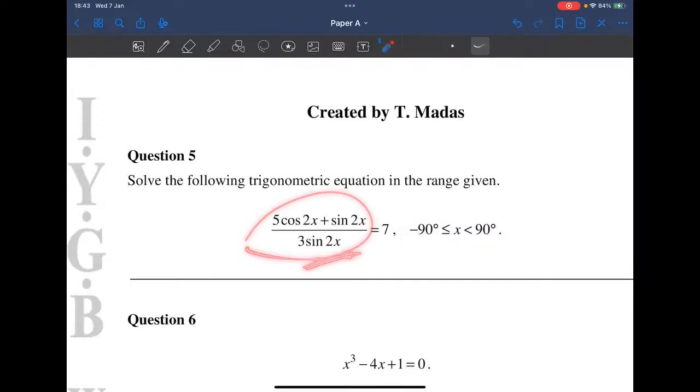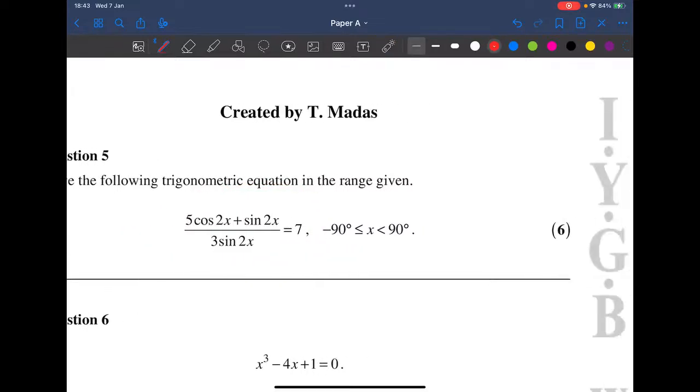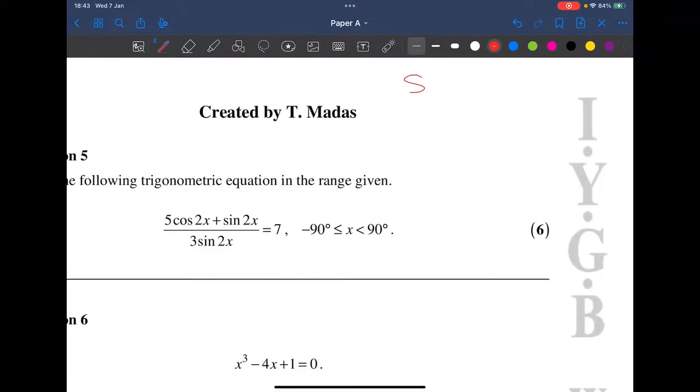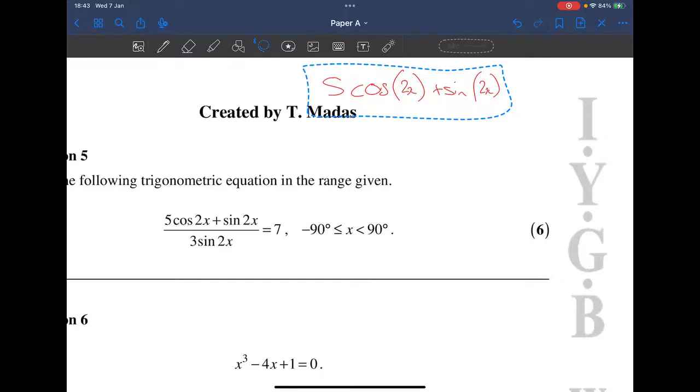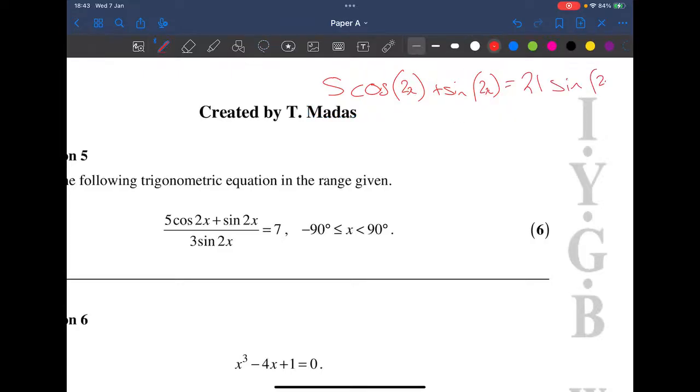So first things first, fractions. They're our friends normally, but in these sorts of questions, we want to get rid of them. Whenever we solve equations, try and get rid of the fractions as quickly as possible. So we're going to have 5 cos of 2x plus sine of 2x is all equal to 7 times 3 sine 2x. So that's 21 sine 2x. So this is going quite good. We've got 1 on this side, 21 on that side. So actually what we have is 20 on this side altogether.